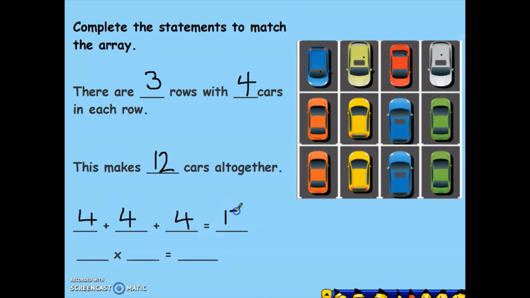equals 12. And if we were writing it as a multiplication question, we would write it as 3 times 4 equals 12. Or remember we learnt yesterday that multiplication is commutative, so you could also write it as 4 times 3 equals 12. Well done if you got those answers right.